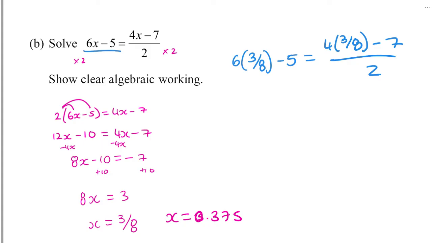What is 6 lots of that minus 5? I get minus 11 over 4. Everyone happy? Yeah, if I type it into the other side, guys, what do I get? Minus 11 over 4. You always can know if you're right.